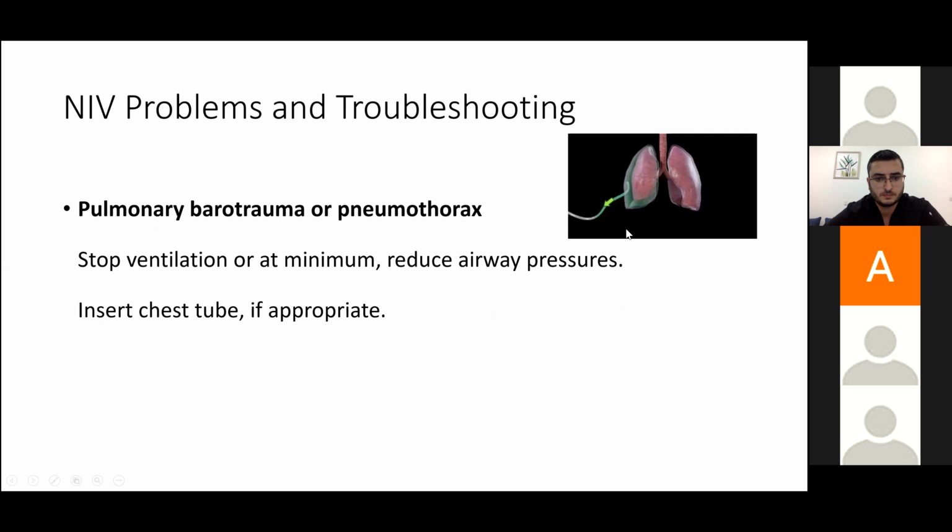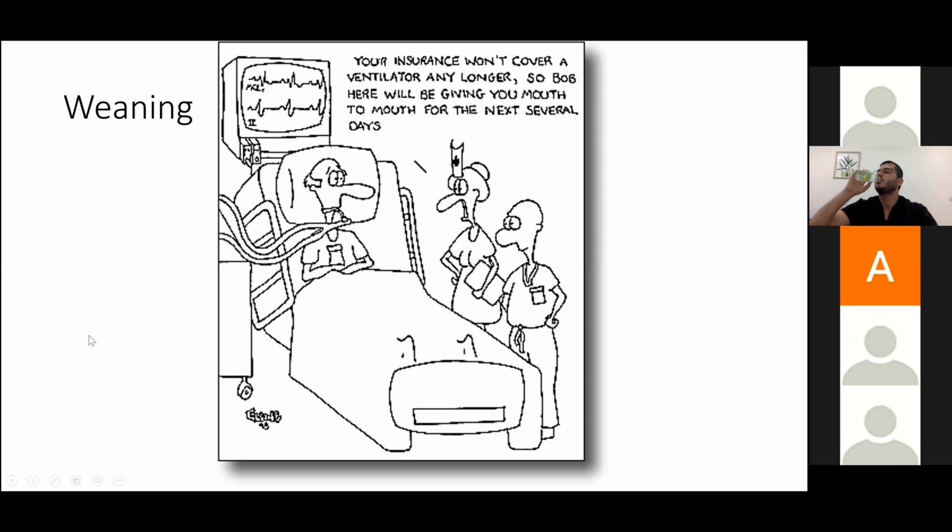Barotrauma or pneumothorax, you can still use the NIV. You can, however, reduce the pressures that you are using. Of course, if needed, you insert a chest tube to relieve the pneumothorax. Weaning from this, any questions so far?